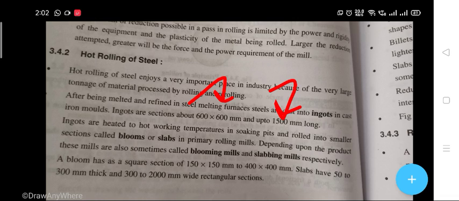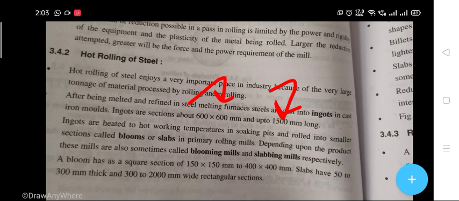Now let's talk particularly about their square section size. A bloom has a square section size of 150 by 150 mm to 400 by 400 mm, and slabs have 50 to 300 mm thick and 300 to 2000 mm wide rectangular section.